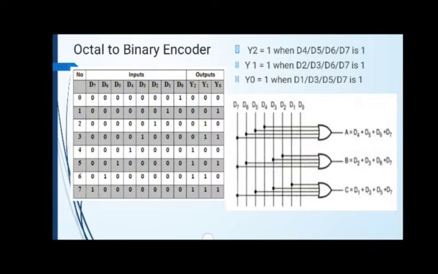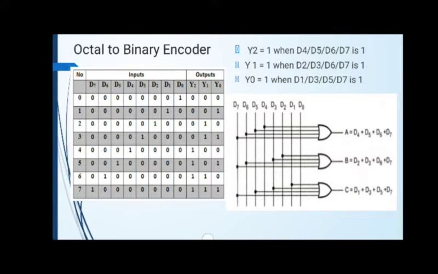So you just draw the input lines first: D0, D1, D2, D3, D4, D5, D6, D7. After drawing the input lines, you take your expression for Y2. Y2 is high when D4, D5, D6 or D7 is high. So you take the inputs from D4, D5, D6 and D7 and give them to an OR gate. This output corresponds to Y2. Similarly, your Y1.